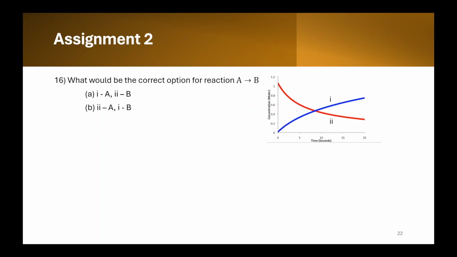So this is true. Next question, this is an easy one. What would be the correct option for reaction A giving B? For a reaction A giving B, with time the concentration of A will decrease because A is forming into B, and B from 0 will increase. So A will be the second profile and B will be the first profile. So the correct option is B.